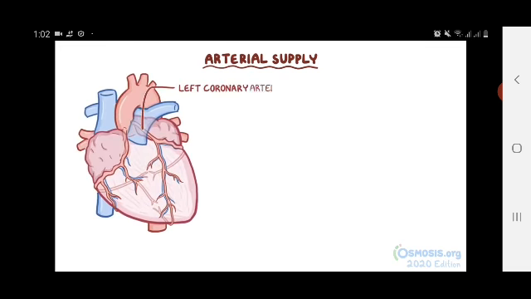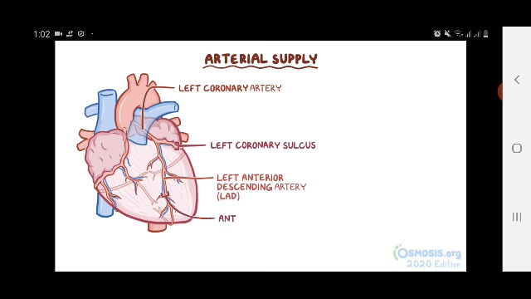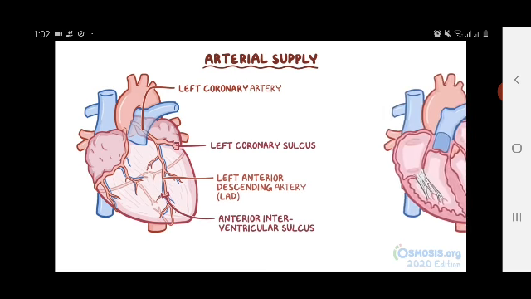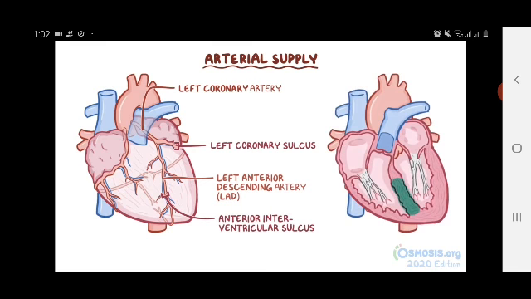Now the left coronary artery heads along the left coronary sulcus, a groove on the outer surface of the heart that marks the point of division between the ventricles and the atria. Not too far along the sulcus, the left coronary artery divides into two major branches. The first is the left anterior descending artery, or LAD. It travels down the anterior interventricular sulcus, and it supplies the anterior two-thirds of the interventricular septum, the anterolateral papillary muscle, and the anterior surface of the left ventricle.